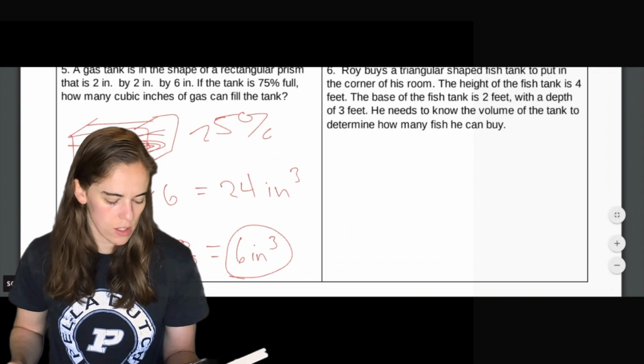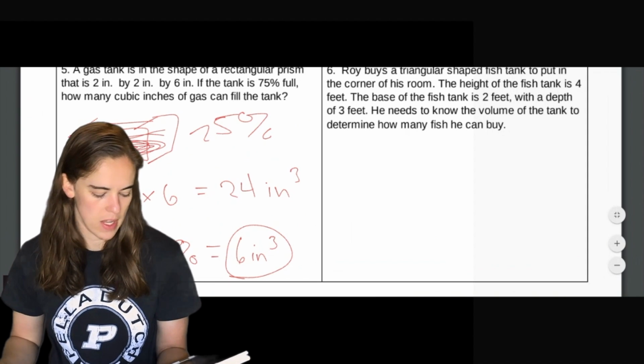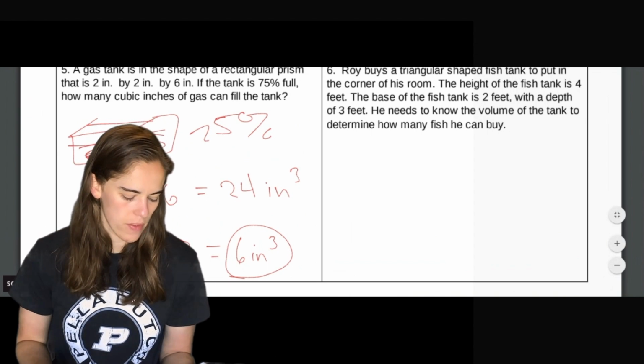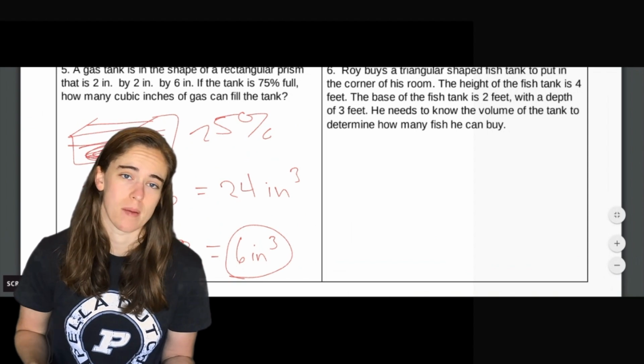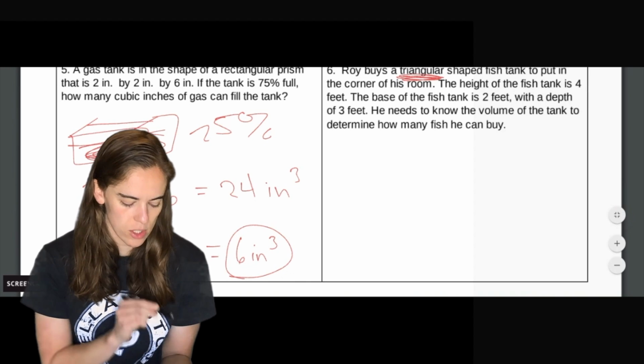All right, last one here, number 6. Roy buys a triangular shaped fish tank to put in the corner of his room. The height of the fish tank is 4 feet. The base is 2 feet and it has a depth of 3 feet. He needs to know the volume of the tank to determine how many fish he can buy. So the key to this one, you have to realize what shape it was. It's a triangular shaped fish tank.